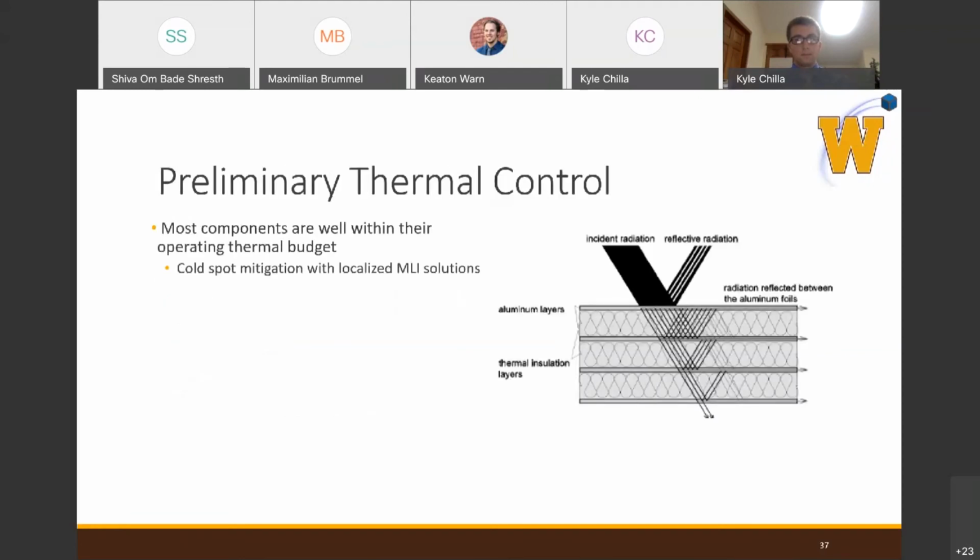As stated previously, most components of OpsCube will be fine with minimal thermal control. This is because the structure was designed to efficiently reject heat away from those components. The cold spots will be addressed locally with MLI to keep their temperature within their operable ranges. Multi-layer insulation reflects heat internally between its layers and conducts the trapped heat away to other surfaces. This insulation is more effective with the more layers that it has. However, most applications have between 3 and 6 layers.